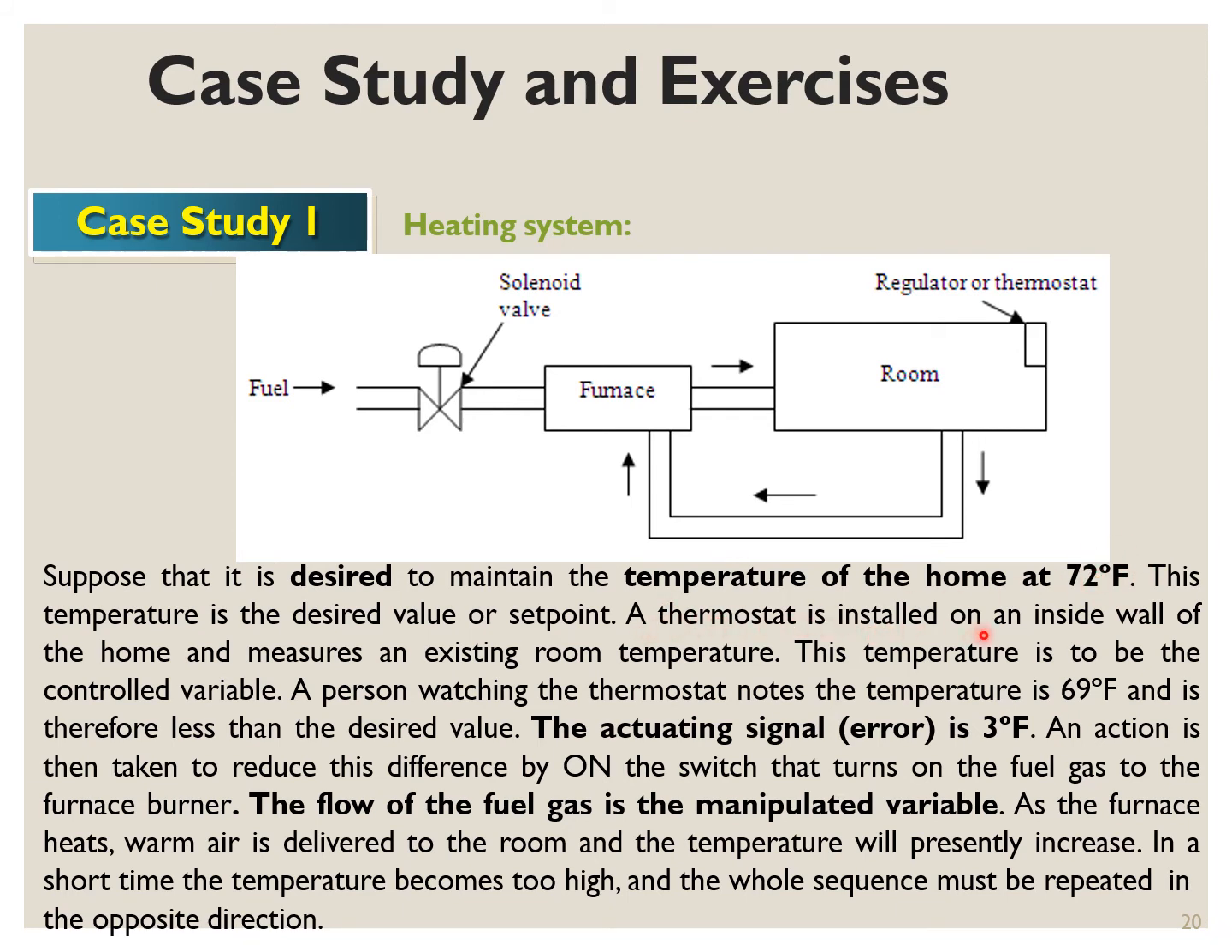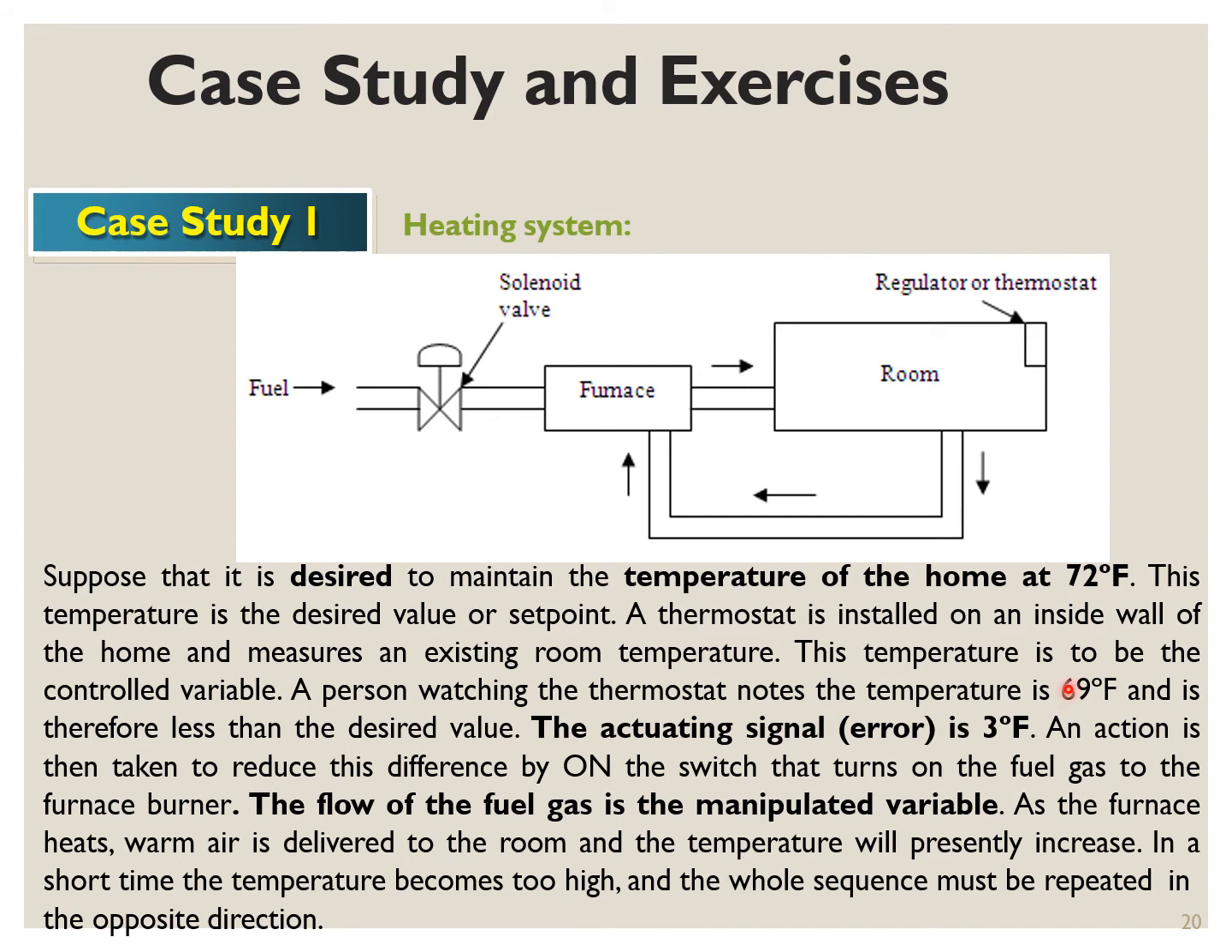A thermostat is installed on an inside wall of the home and measures the existing room temperature. So the thermostat is our sensor. This temperature is to be the control variable. So this temperature of the home is our control variable. A person watching the thermostat notes the temperature is 69 degrees Fahrenheit and is therefore less than the desired value. That means the control variable deviates from the set point, which is 72 degrees Fahrenheit. The actuating signal, the error, is 3 degrees Fahrenheit.